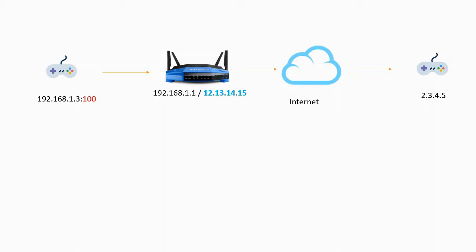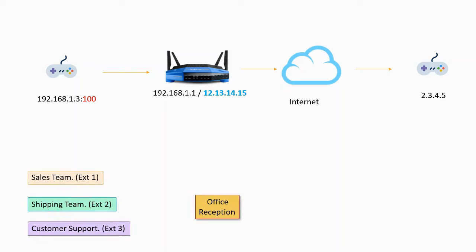Let us look at a simplified example. Consider an office setup. We have the office reception and we have multiple departments. We have the sales team, we have the shipping team, and we have the customer support team. If someone calls the office, they could dial in the extension to reach the concerned department. If they dial in extension 1, it goes to the sales team. If they dial in extension 2, it goes to the shipping team. And extension 3 takes them to the customer support team.